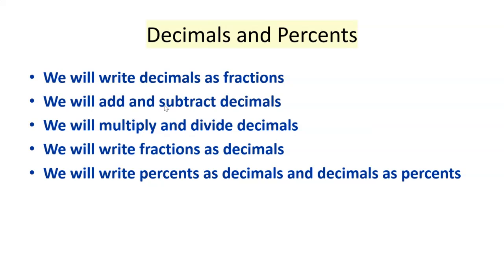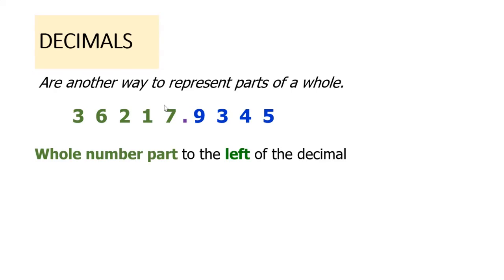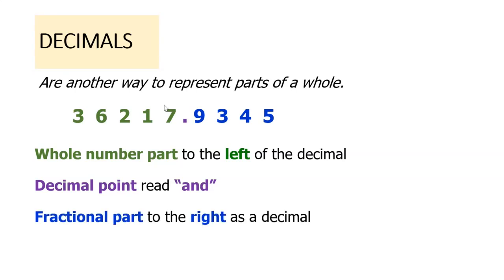Let's first understand the decimal. Here's a decimal given to you, and you can see there are numbers before the decimal sign and numbers after the decimal sign. This is another way to represent part of a whole besides a fraction. The whole number part is to the left of the decimal, which represents the dollar bills. The decimal point you can read as "and". The fractional part is to the right of the decimal, which represents your change.